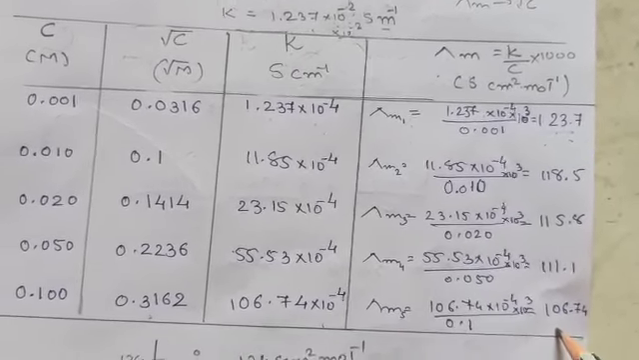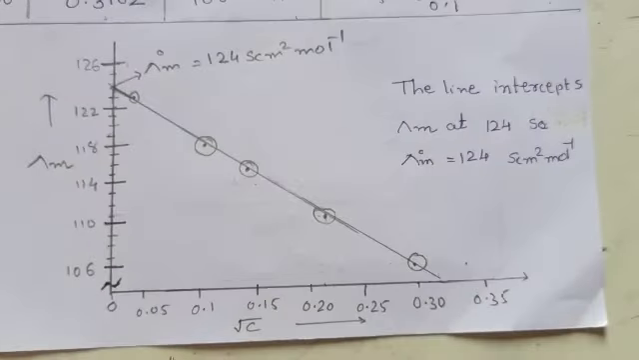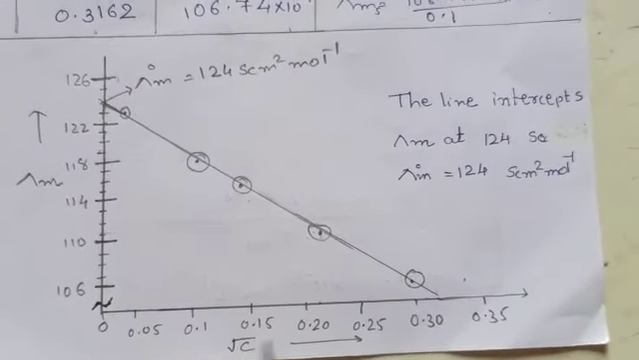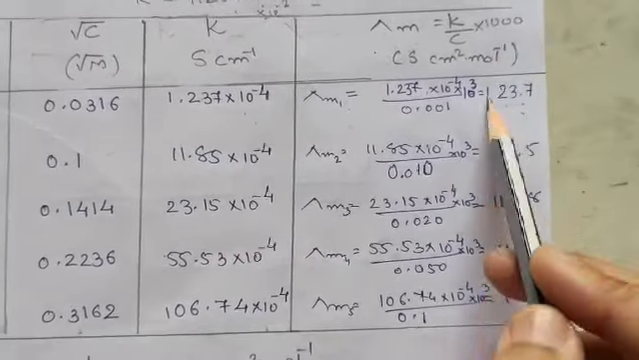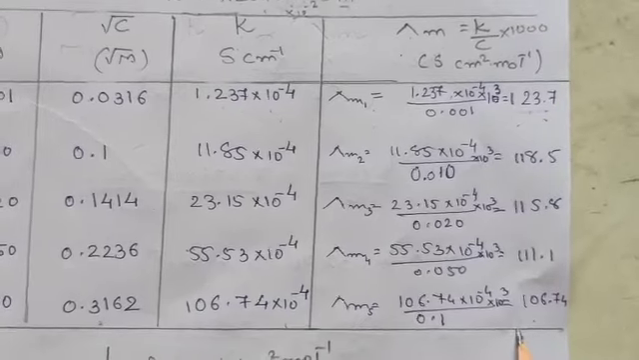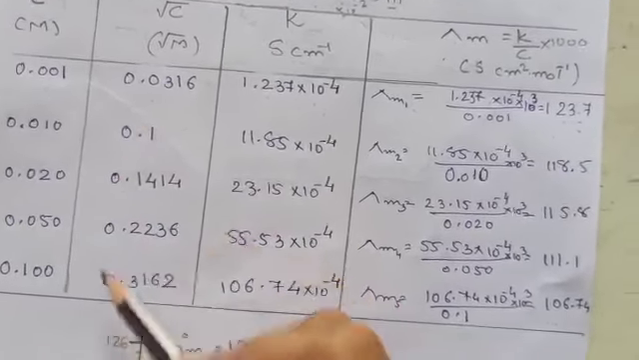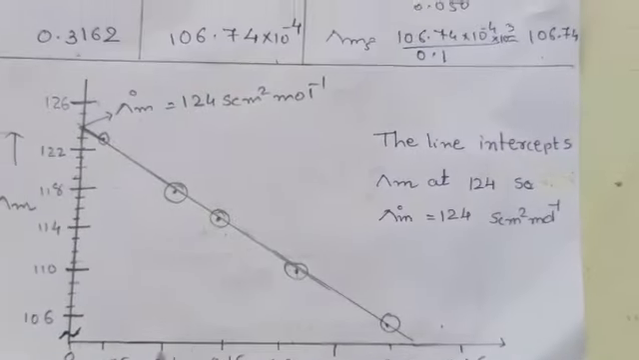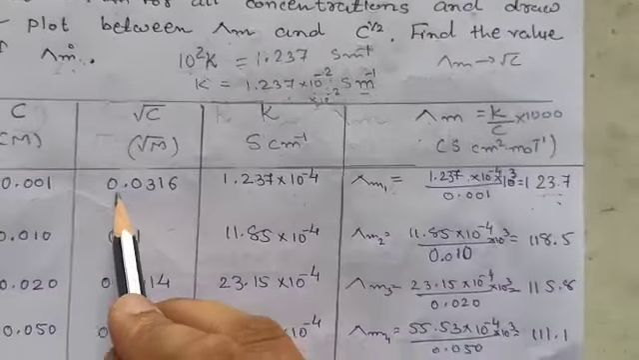Now we have to plot the graph of molar conductivity versus root c. For the graph, see the highest and lowest value of lambda m and the highest and lowest value of root c. According to these values, take the scale, right? And then plot the points one by one.